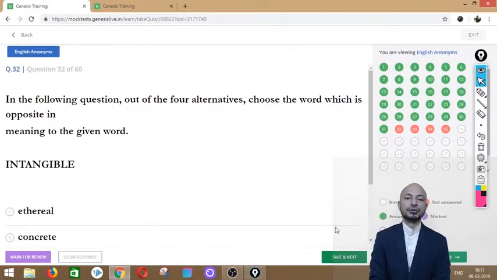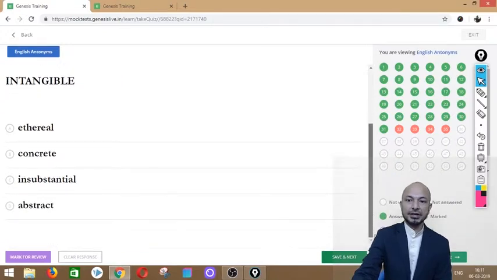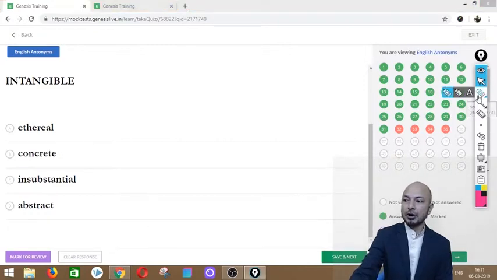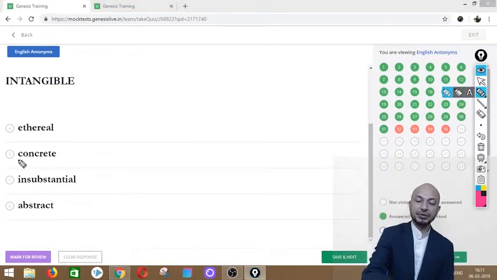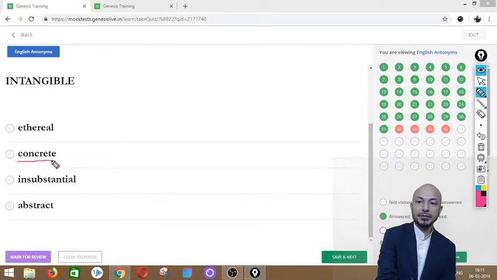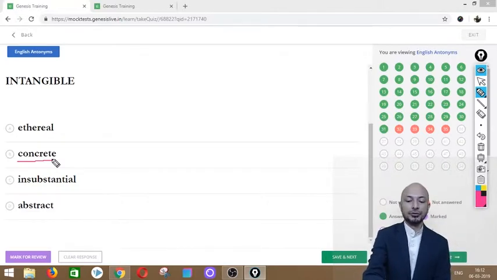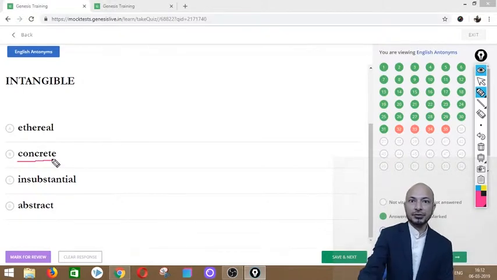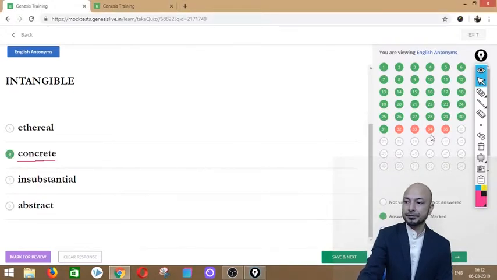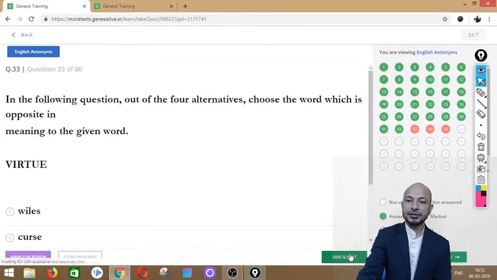So on to question number 32. The word is intangible, and the options given are ethereal, concrete, insubstantial, and abstract. So the right option is option B, which says concrete. Intangible is something which exists, but it's very hard to touch, or very hard to perceive. And concrete is something which is very real, which is based on facts. So they are antonyms once again. So we click option B and say next.